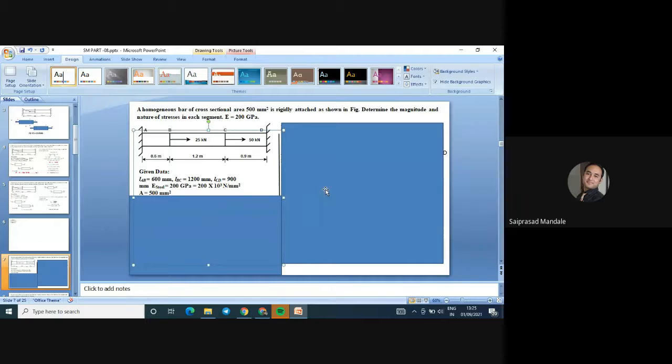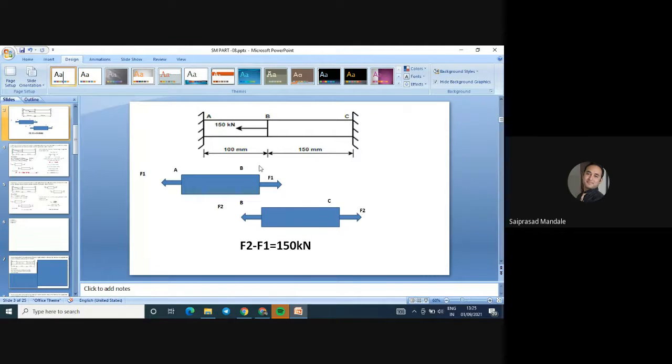What is the first step? Tell me. What is the first step? Free body diagram. Very good.